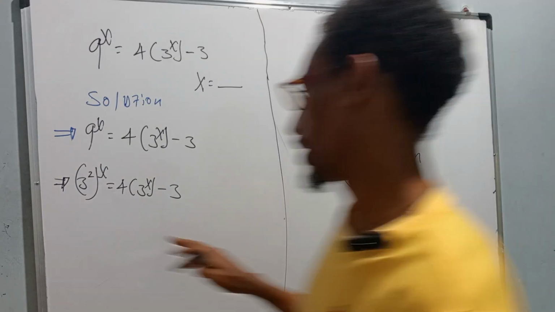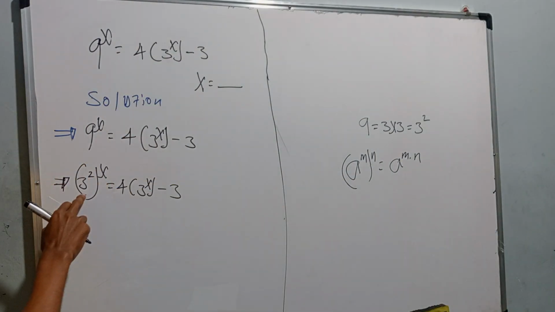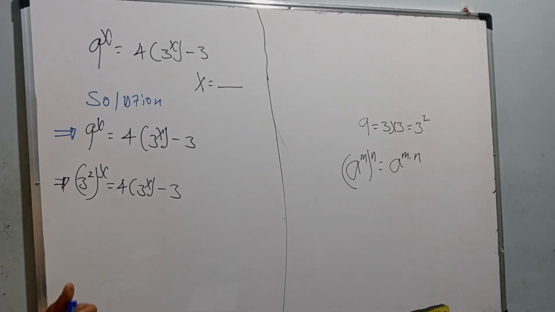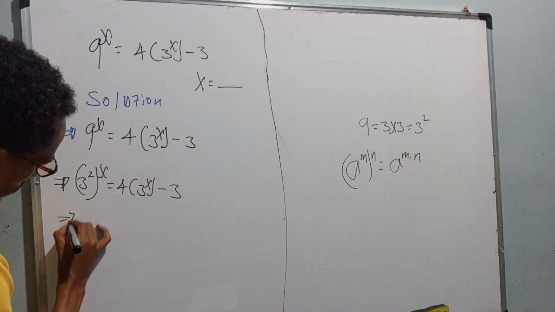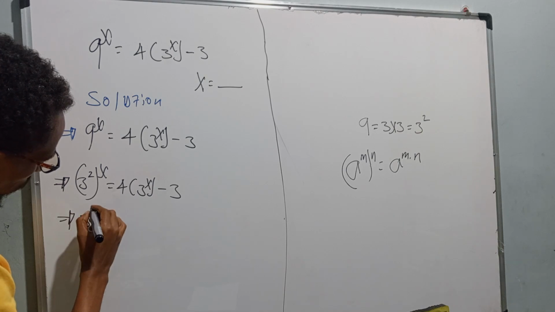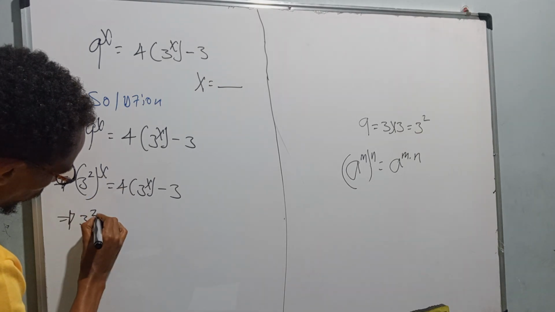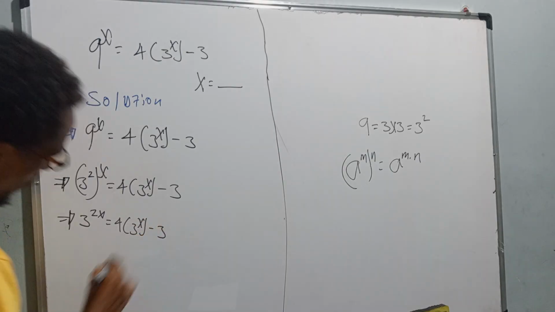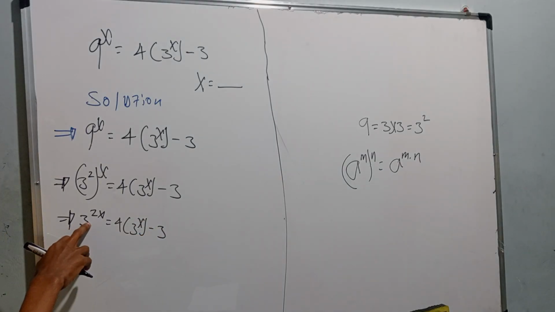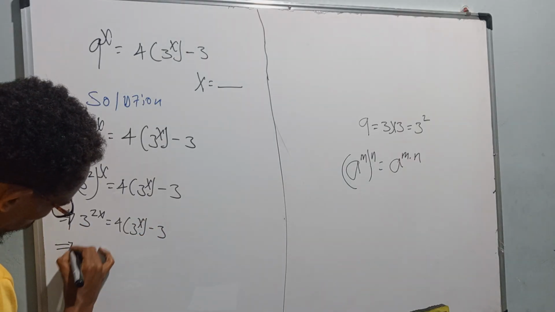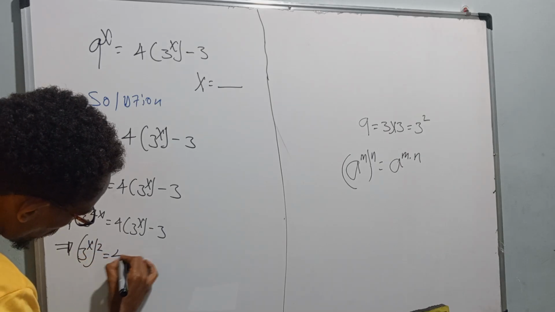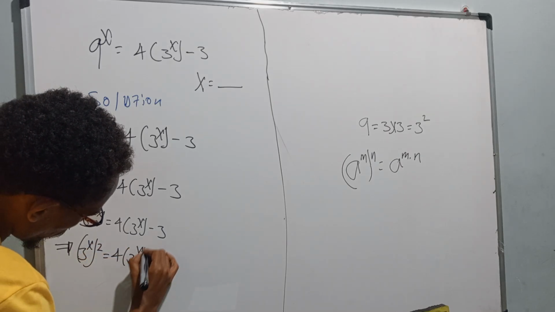Because of this, 3 to the power of 2, the whole to the power of x, is expressed as 3 to the power of 2 times x, which is twice x, equal to 4 into 3 to the power of x minus 3. Now this can also be rewritten as 3 to the power of x, the whole to the power of 2, which is equal to 4 into 3 to the power of x minus 3.